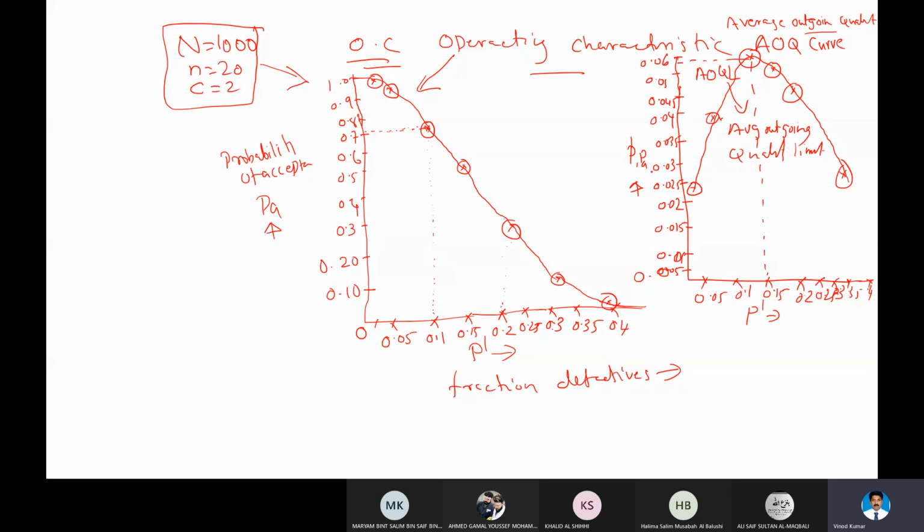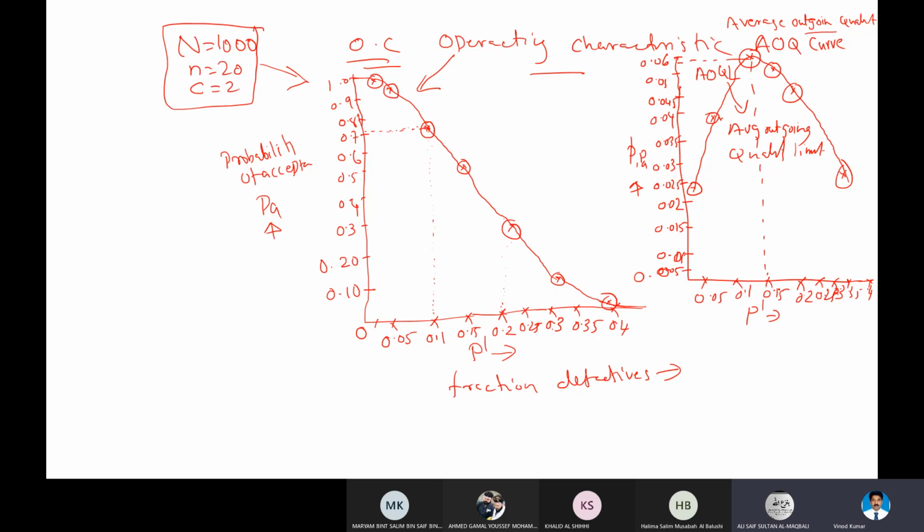So when you draw P dash against PA, you will get a curve. We call it the average outgoing quality curve. The maximum value is the average outgoing quality limit. And here the P dash fraction defective will be the maximum amount of fraction defective which a customer can tolerate. Is that clear to you?